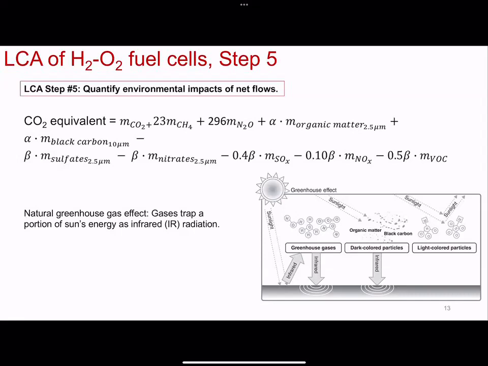I guess we'll have to pick up here and talk about LCA step number 5, which is quantifying the environmental impact of the net flow. Fun fact, the US currently produces 10 million tons. So the answer is no, you need 57 million tons. No, we don't have enough for tomorrow, but over like 5 years, we could.